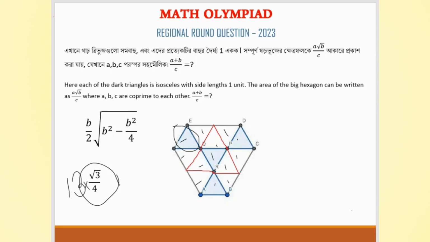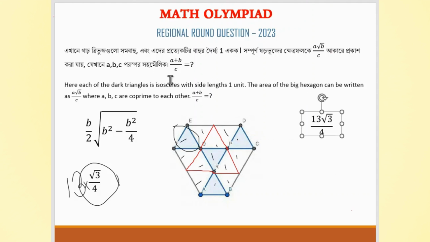And so what is it going to look like? Of course, I just told you, just multiply. So it's going to look like 13 root over 3 over 4. So that's what it's going to look like, and that's the area of the whole hexagon here.